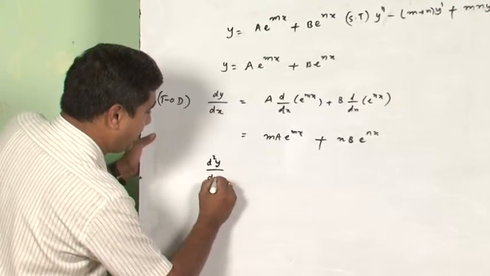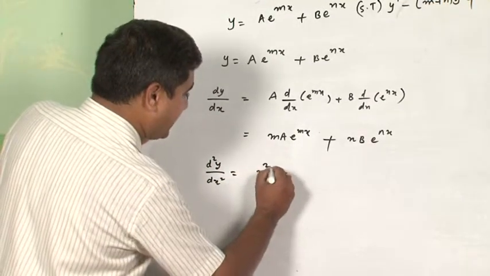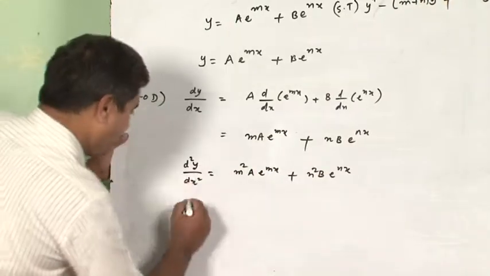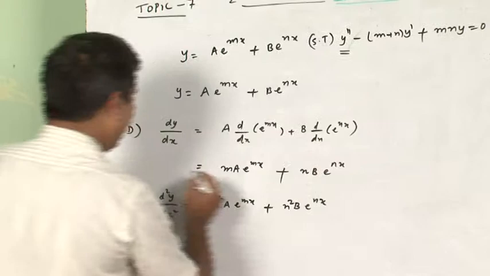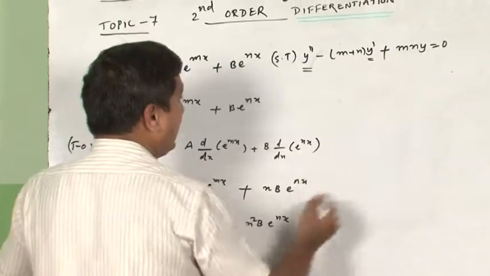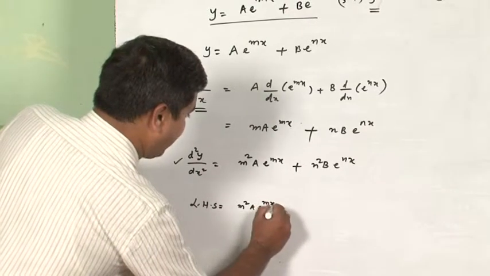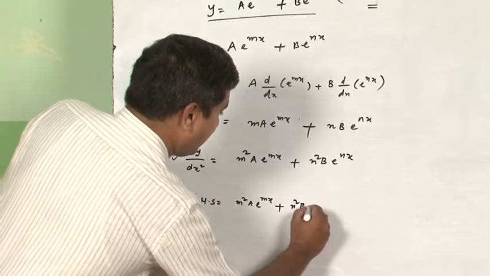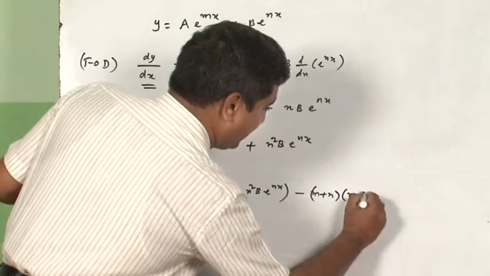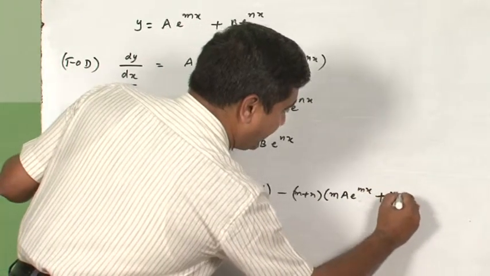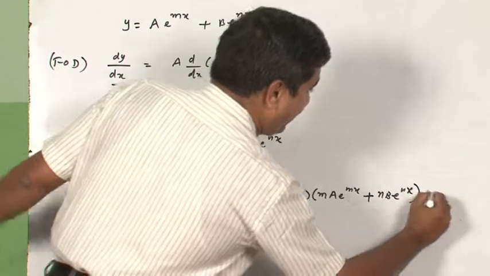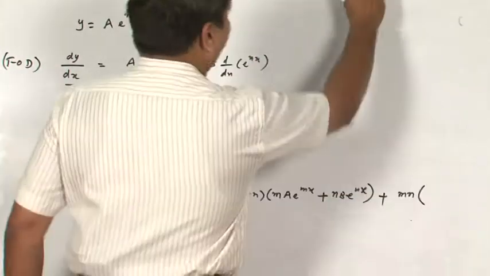I get d square y by dx square, which is y double dash, equal to m square a e power mx plus n square b e power nx. We have y dash, which is m a e power mx plus n b e power nx, and of course y is already given on the left hand side. Then plus mn into y, that is a e power mx plus b e power nx. If you simplify this, which you know very well, this is how you have to solve it.